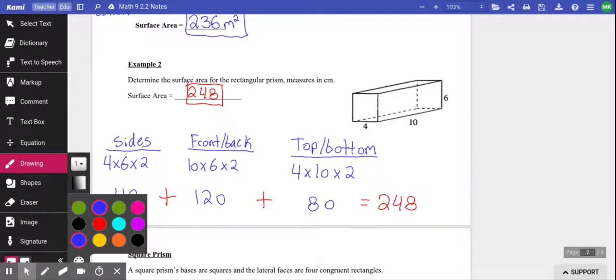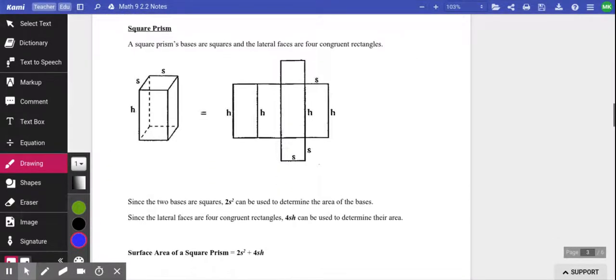Like if you look, the sides were always different, 4 and 6. This was always a rectangle. A square prism will have a perfect square as its sides, meaning it'll be the same length. But our strategy to solve it is the exact same. Do the sides, do the front and the back, do the top and bottom. And it'll work out just fine.